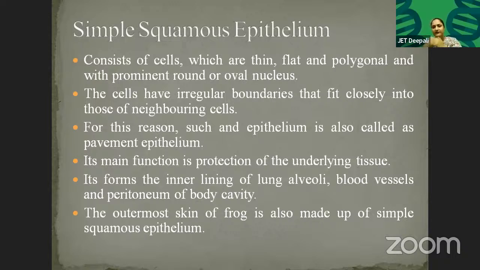There should be a layer. But the outermost skin of the frog is made up of simple squamous epithelium. If you apply your brain, go by instinct, go by IQ, you will assume it's the outermost skin. The outermost skin of any animal should be strong. It should be made up of layers. No, it's not true. The skin of a frog is made up of simple squamous epithelium.